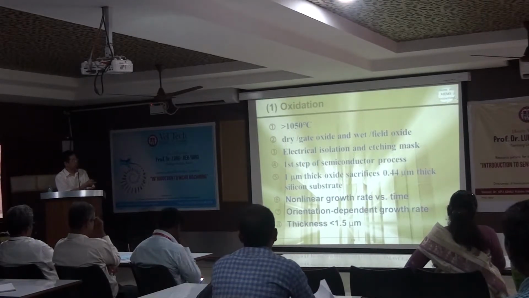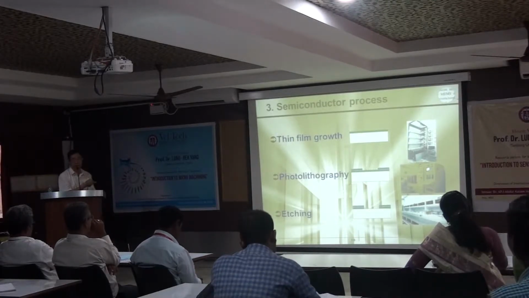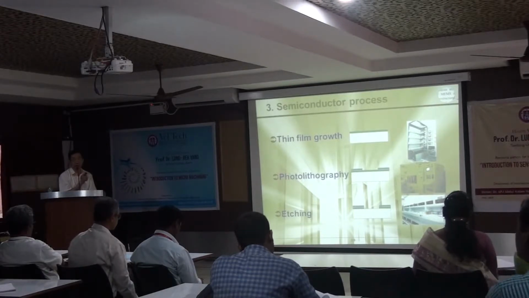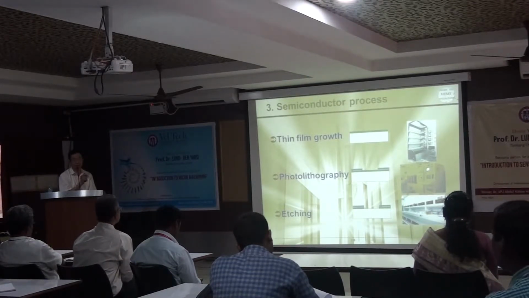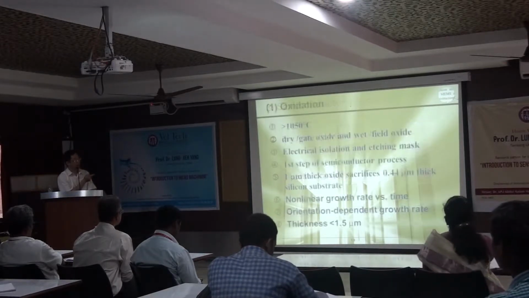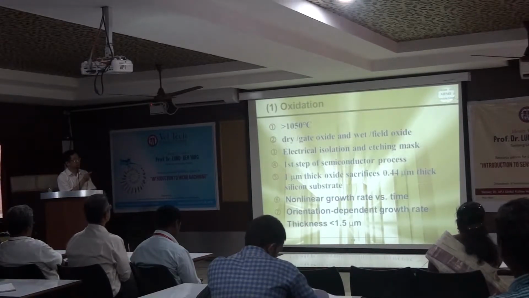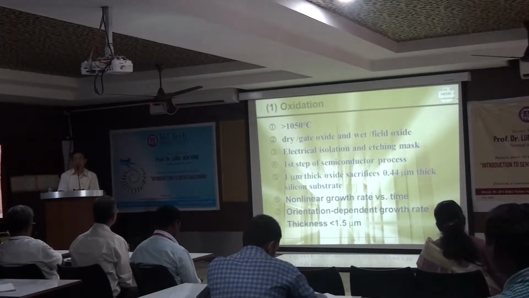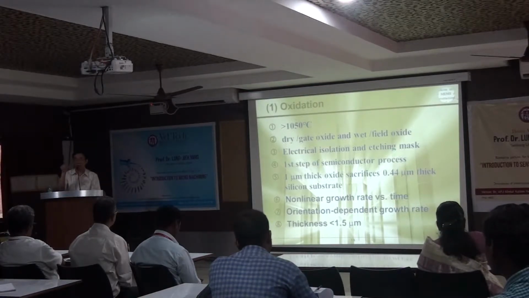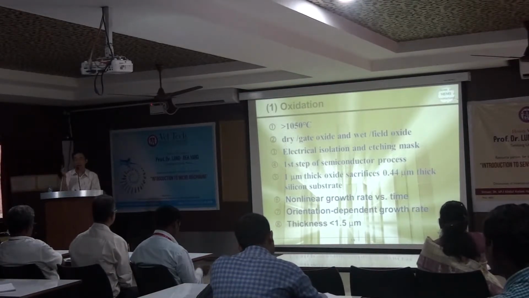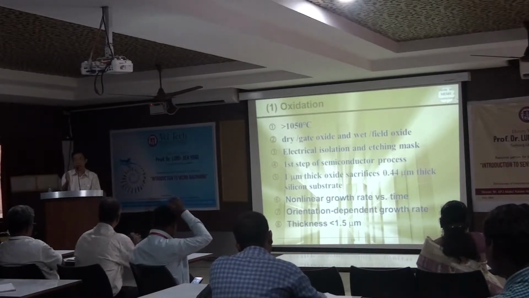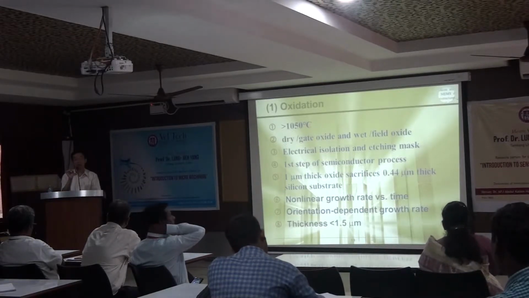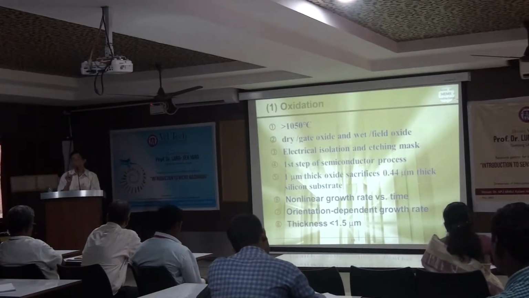Oxidation. Oxidation is the first step for a silicon wafer. When you buy the wafer, the first step you need to do is oxidation. Try to oxidize the surface of the silicon wafer. The silicon wafer can grow oxide directly from itself. Silicon dioxide is silicon combined with oxygen in the air. If you put your wafer in the air for a period of time, you will naturally grow the oxide. We call it native oxide.